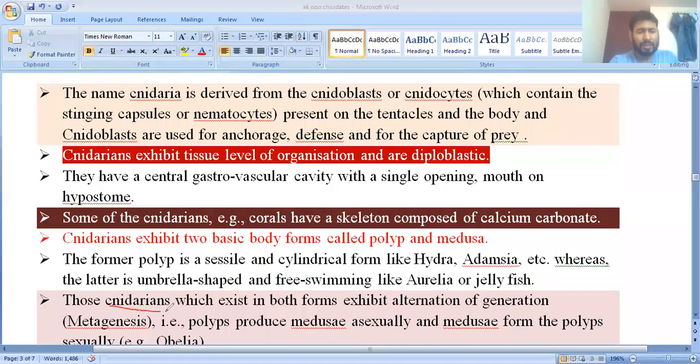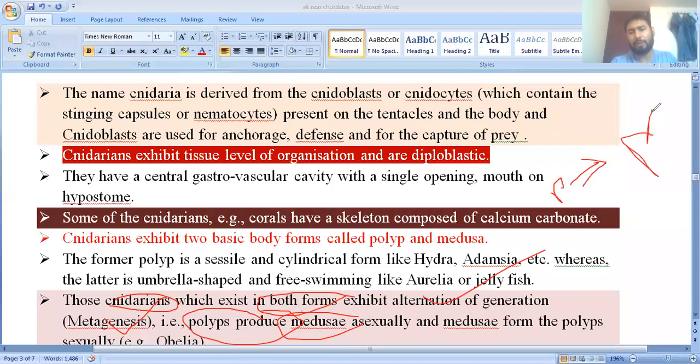Okay, so cnidarians exhibit both forms. I had already talked about alternation of generation, a phenomenon also known as metagenesis. Sometimes the polyp produces the medusa asexually. PMA means polyp to medusa asexually, and MPS means medusa forms polyp, which is called sexual reproduction. MPS, M then P, means when the medusa forms the polyp, it happens through sexual reproduction, and when the polyp forms the medusa, it is asexual.